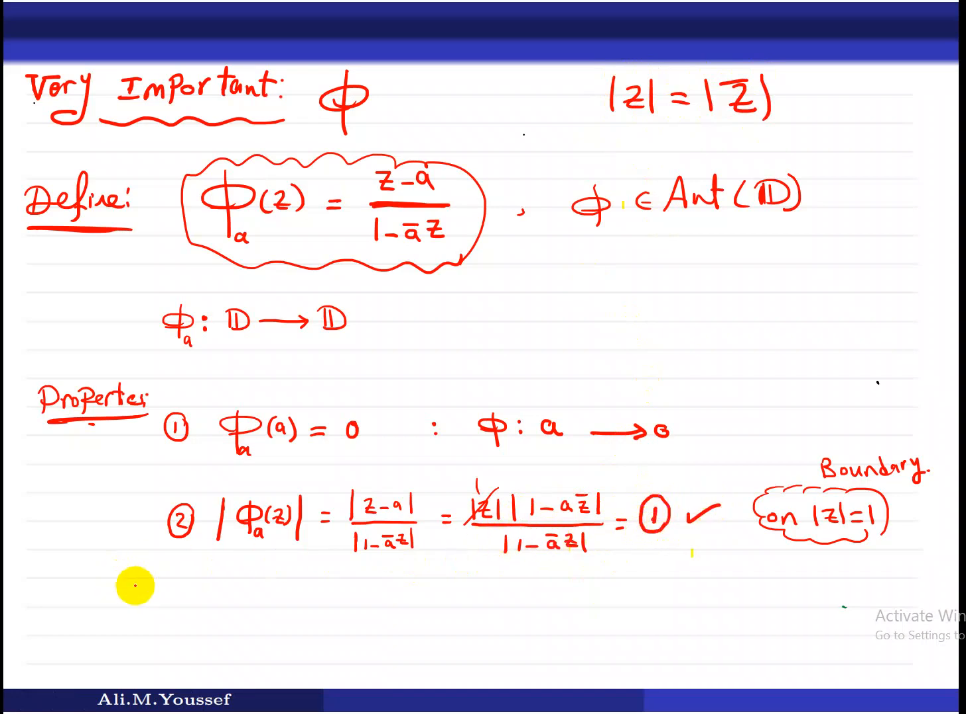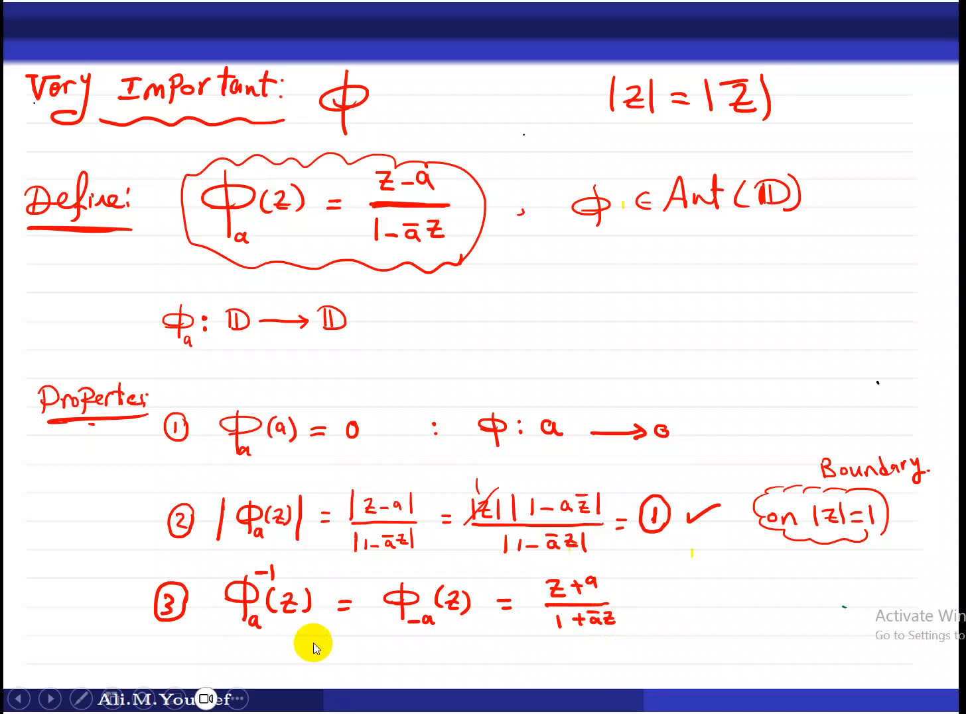So this is the conjugate of this one, so it's equal to 1. It's very important. The third one, the important one: if we call it phi_a(z) with a replaced by minus a, the inverse, it's phi_{-a}(z), which is equal to (z plus a) over (1 plus a bar z).